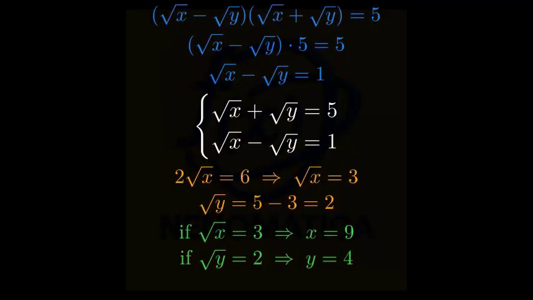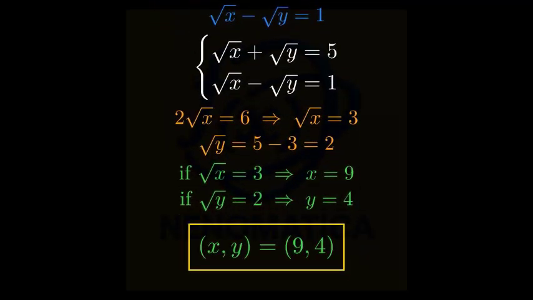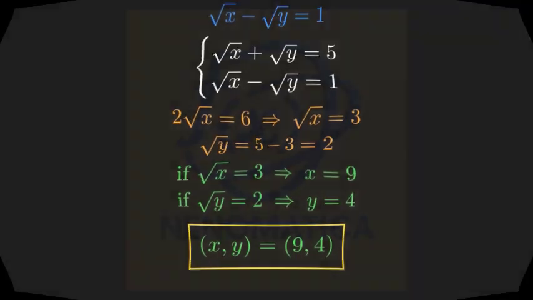If the square root of y is 2, then y equals 4. Check quickly. 9 minus 4 equals 5, and 3 plus 2 equals 5, both true. Therefore, the solution is x equals 9 and y equals 4.